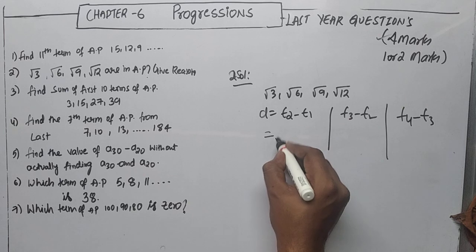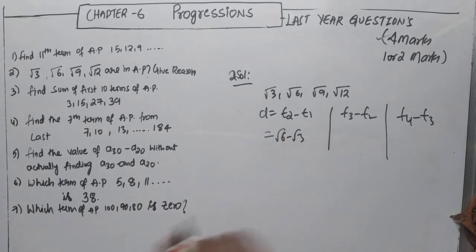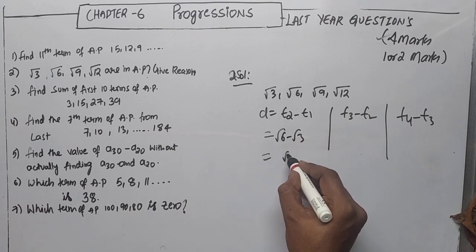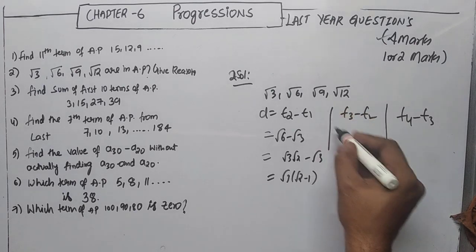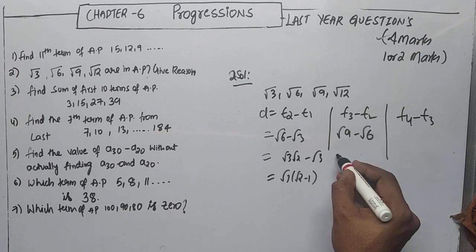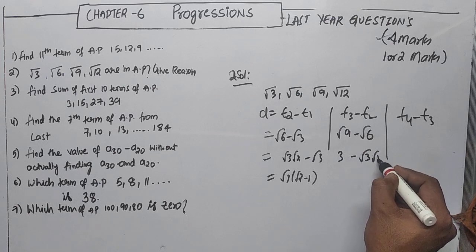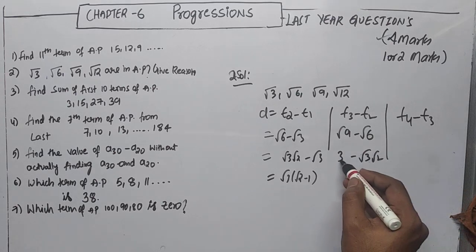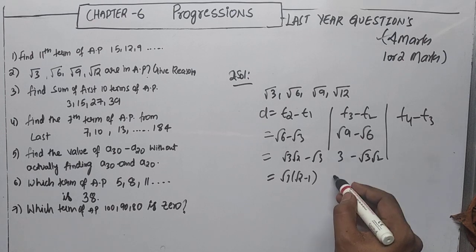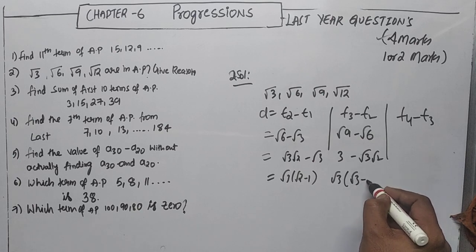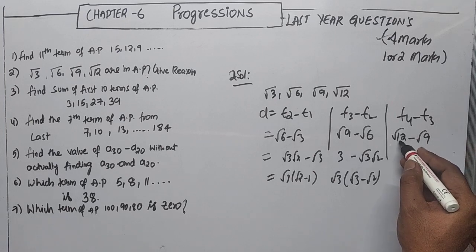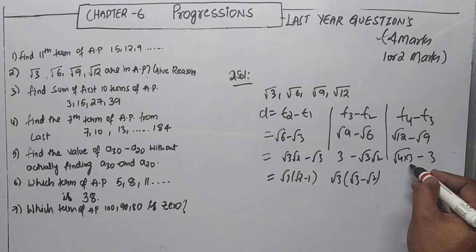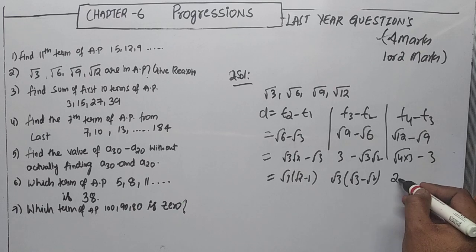So this can be written as √6 minus √3. We can't do anything more here. Or else you can write this one as √3 into √2. If we take √3 common, we get √2 minus 1. Next, √9 minus √6, which is 3 minus √6, can be written as √3 into √2. We can take √3 common, so we'll get √3 minus √2. Here, √12 minus √9: √12 can be written as √4 into √3, which is 2√3. So √3 is there, take √3 common. So 2√3 minus 3.